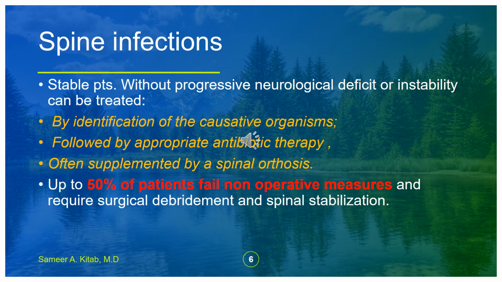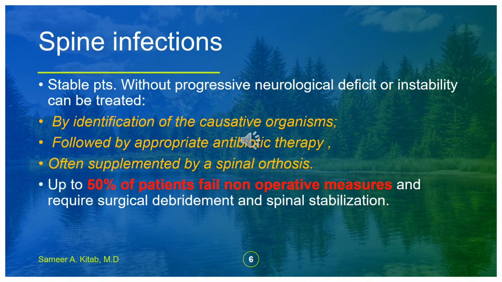The principle of conservative management of spine infections is we have to identify the causative organisms. Identification of the causative organism can be done by taking a blood culture or direct tissue culture from the infected region. And this can be done by invasive measures like transpedicular biopsy. We obtain a tissue culture that is cultured for aerobic, anaerobic, gram-positive, gram-negative, and TB bacilli.